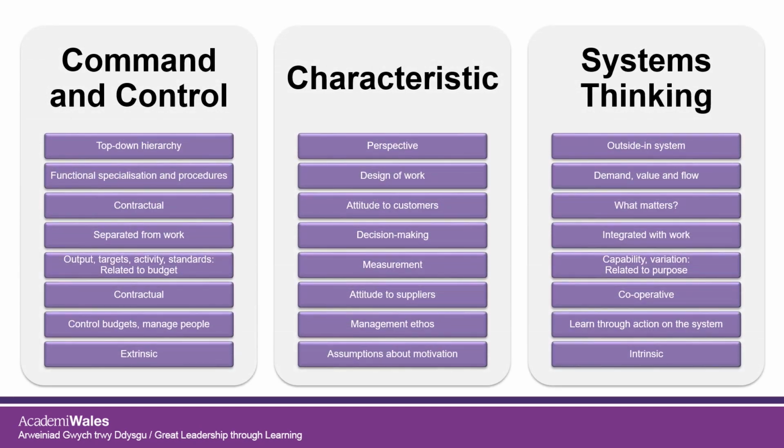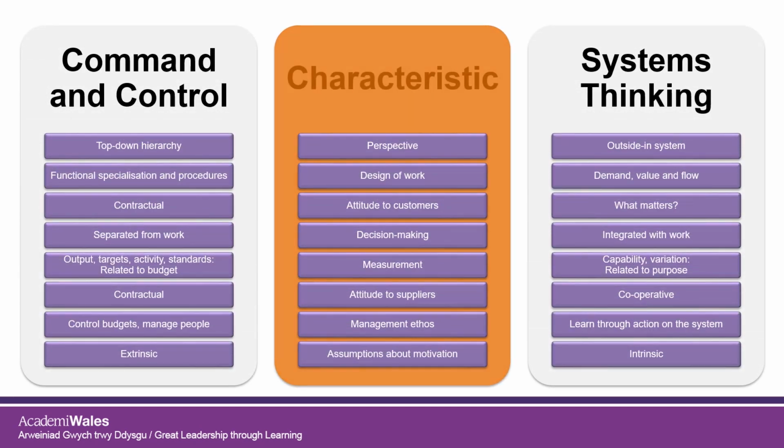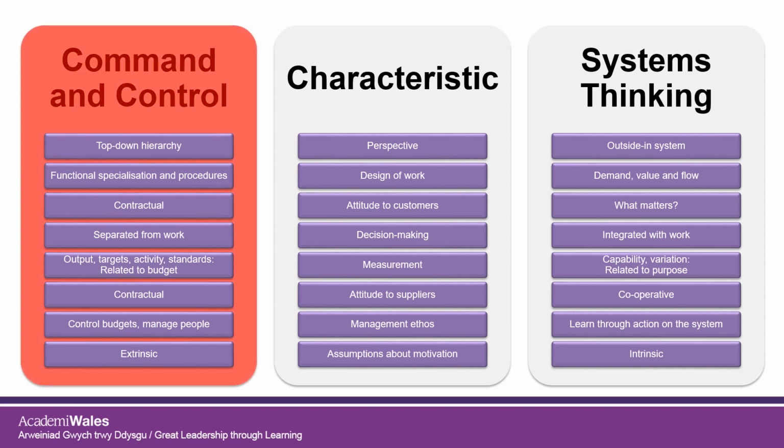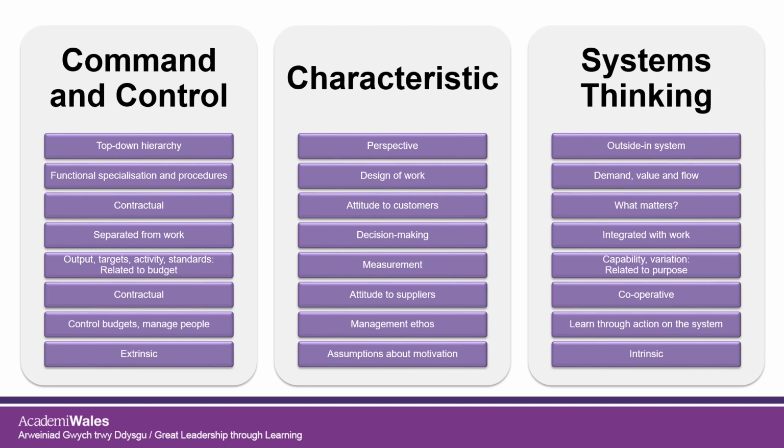On this image, you'll see the characteristics of an organisation down the middle. To the left, you'll see the command and control way of working, and then against on the right, systems thinking. Let's look at the first characteristic, perspective, or an attitude towards. As you can see, command and control way of working, it's top-down hierarchy, where the senior manager makes the decisions.